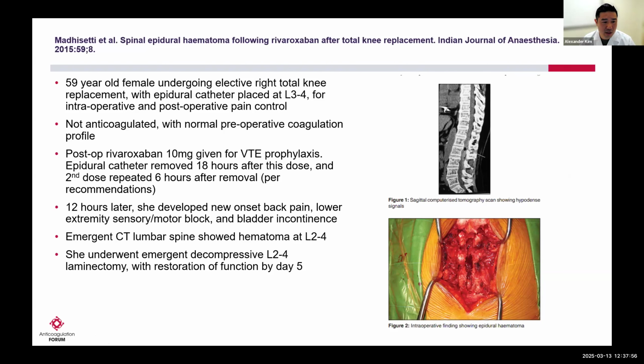So post-surgery, the patient had rivaroxaban 10 milligrams given for thromboprophylaxis, and the epidural catheter was removed 18 hours after that dose, and then a second dose of rivaroxaban was repeated 6 hours after the catheter removal, and this is exactly per recommendations. But 12 hours later, the patient developed new onset back pain, lower extremity sensory motor block, and bladder incontinence, and again, an emergent CT lumbar spine showed a hematoma at L2-L4, and again had to undergo an emergent decompression laminectomy at L2-L4. And thankfully, again, the patient had restoration of function by the 5th day.